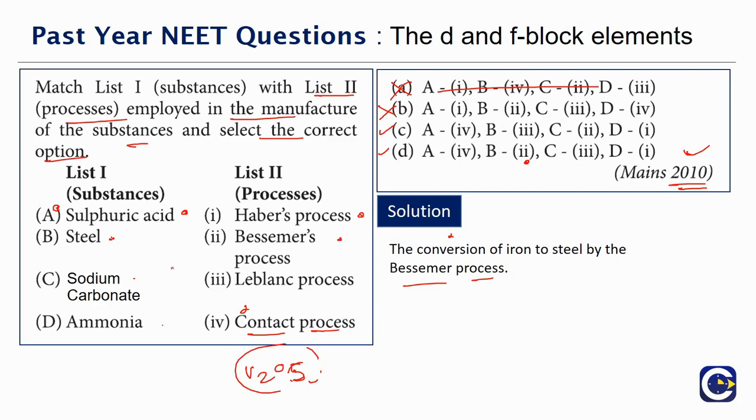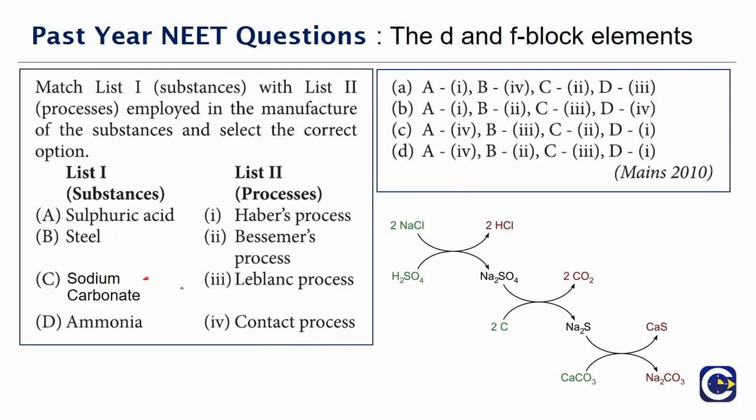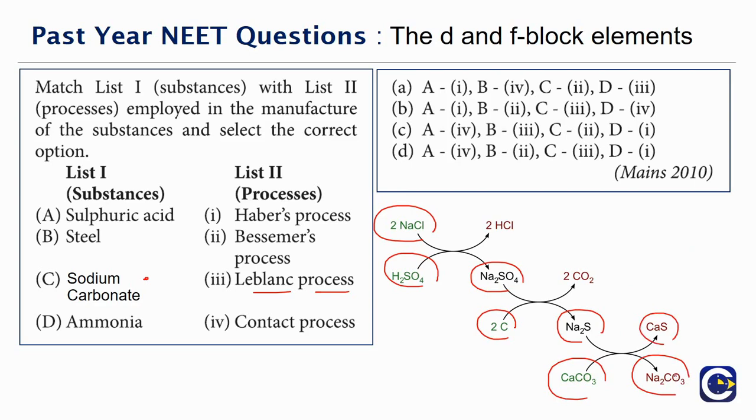Okay. Now anyway, look at it. What is the next one? Sodium carbonate. Sodium carbonate is manufactured by the Leblanc process. So what is the Leblanc process? Starting from sodium chloride and sulfuric acid, if you treat them, then we will get sodium sulfate. Sodium sulfate with coke will give us sodium sulfide, and sodium sulfide with calcium carbonate, limestone, will give us calcium sulfide and sodium carbonate.